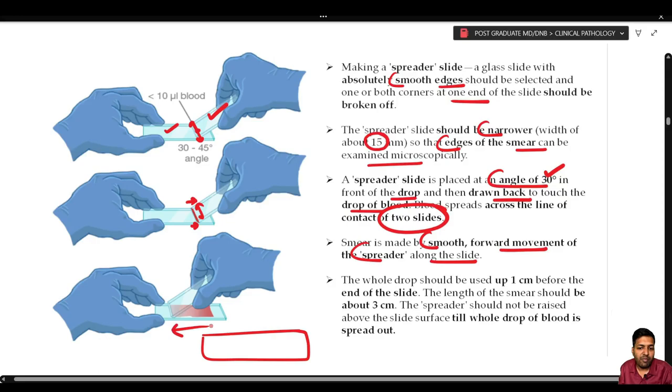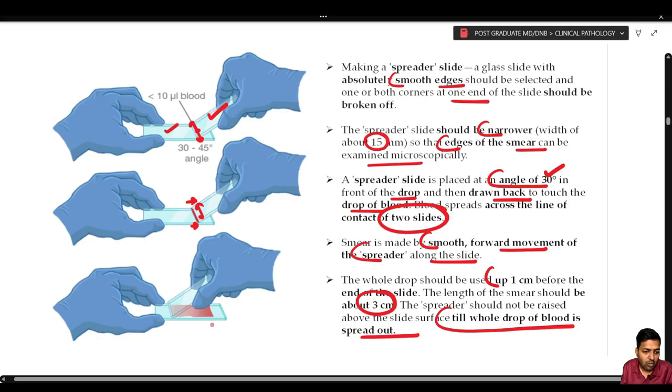The whole drop should be used up 1 centimeter before the end of the slide. The length of the smear should be about 3 centimeters. The spreader should not be raised above the slide surface till the whole drop of blood is spread out, okay. So you have to remember these points very importantly. When you are spreading it like this, you should spread till the entire blood has been used up, okay.